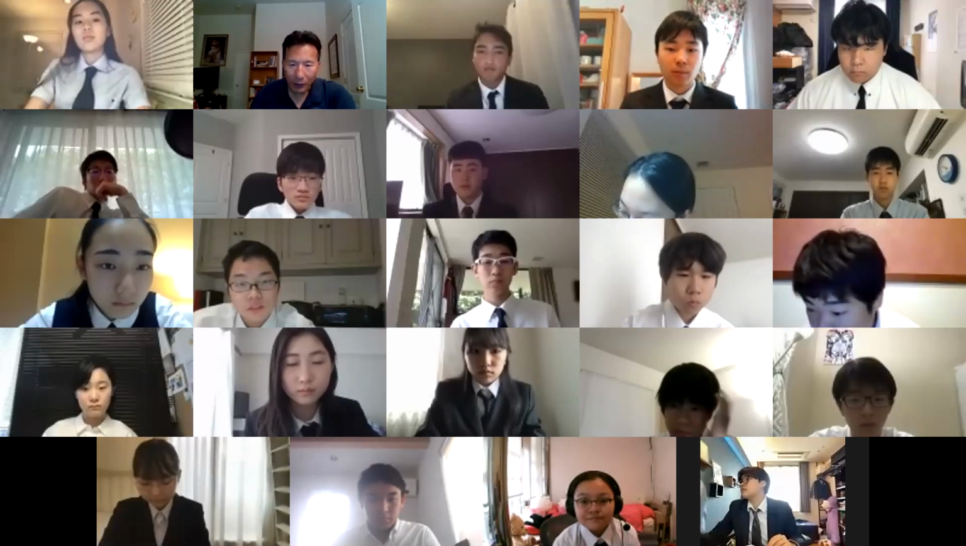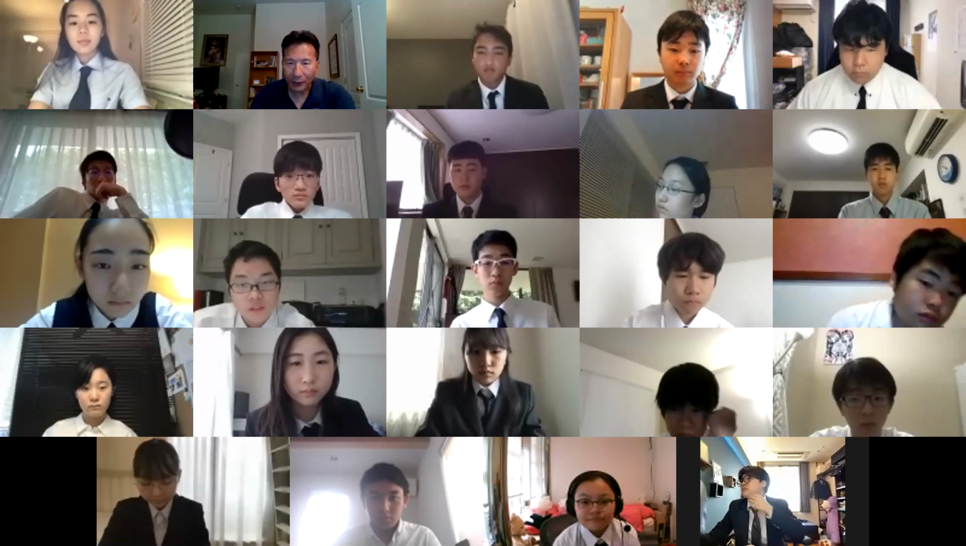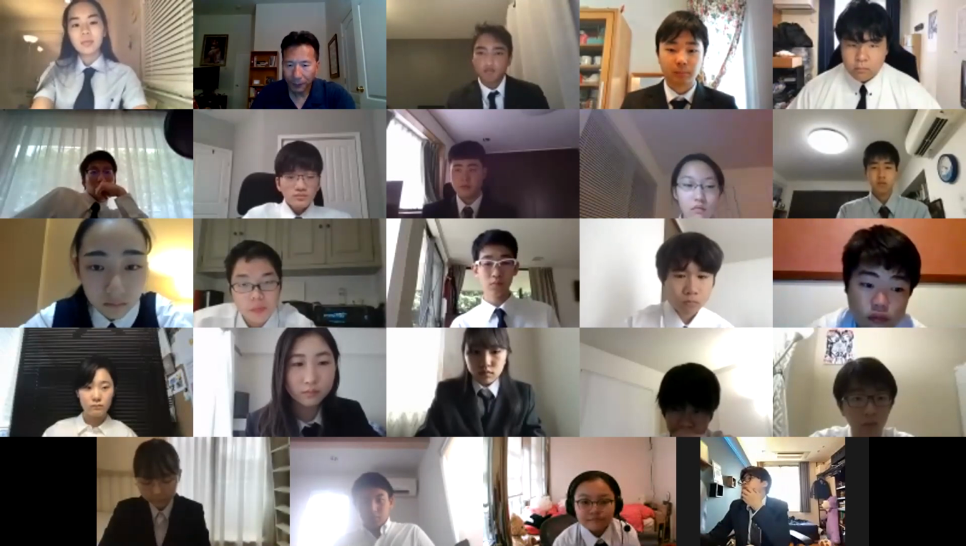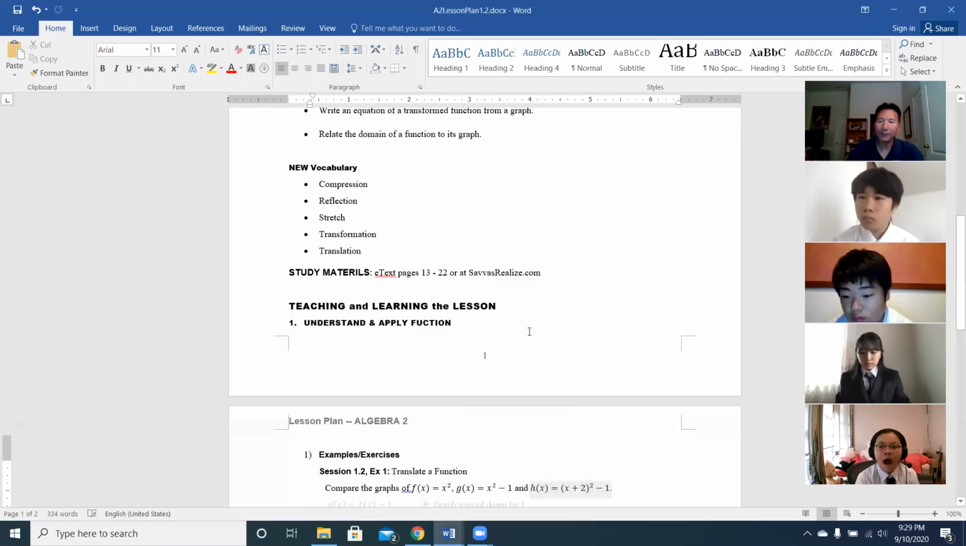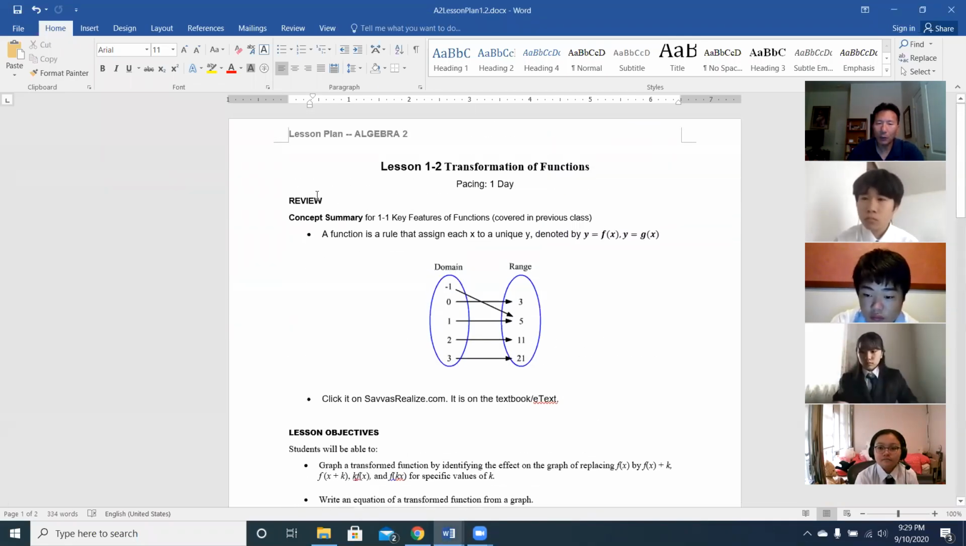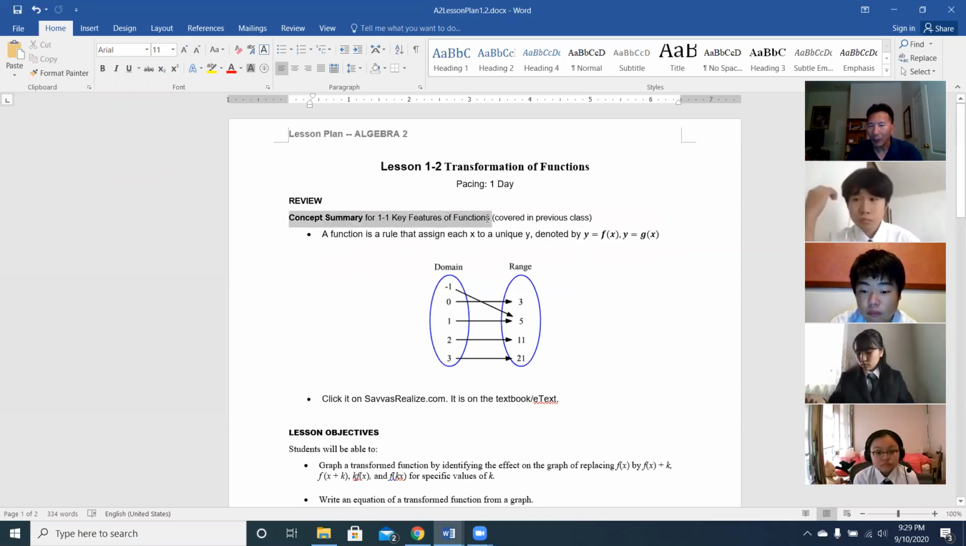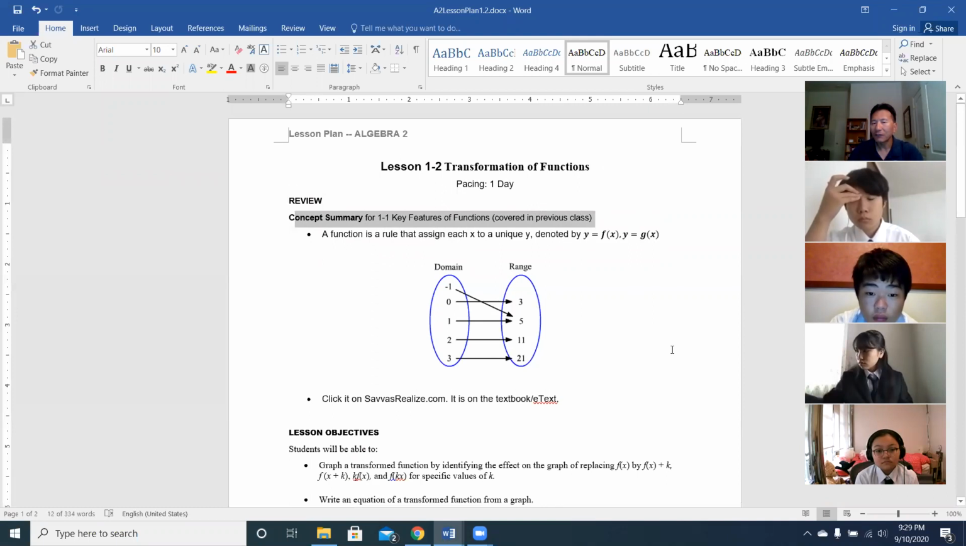Okay, so first I'm going to share my screen. Here's what we're going to cover for today. First, we're going to do a little bit of review on section 1.1, the concept summary, a review of the key features of a function.